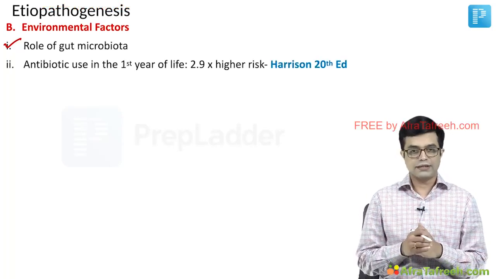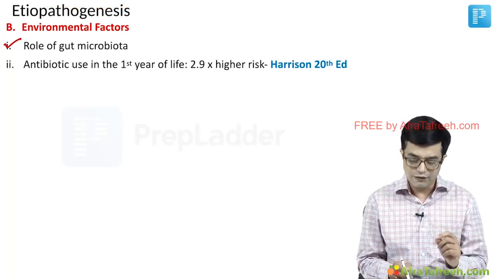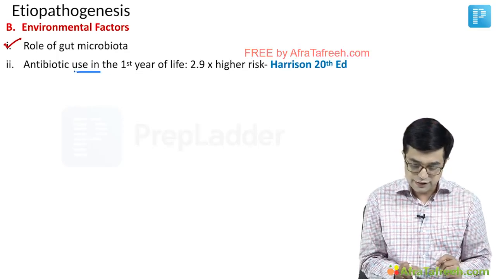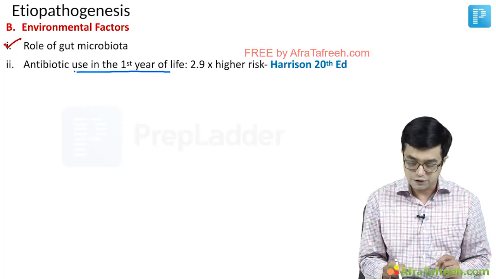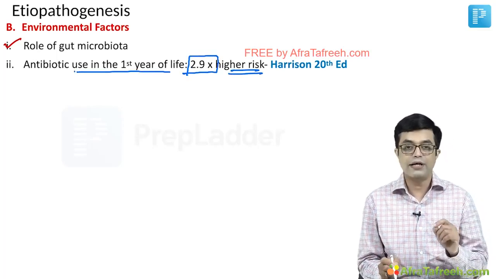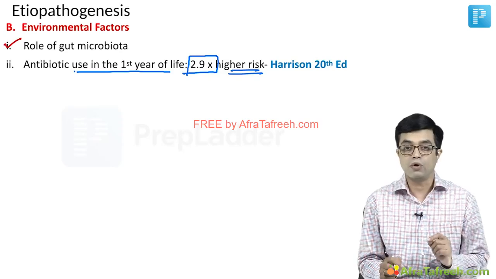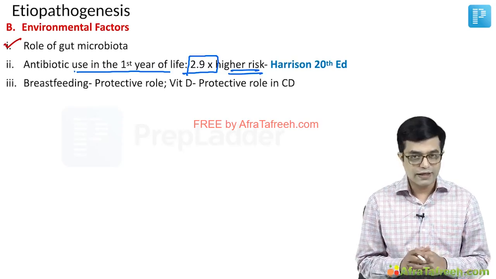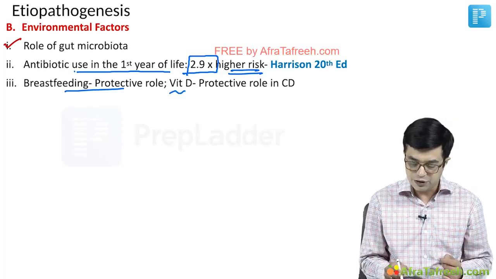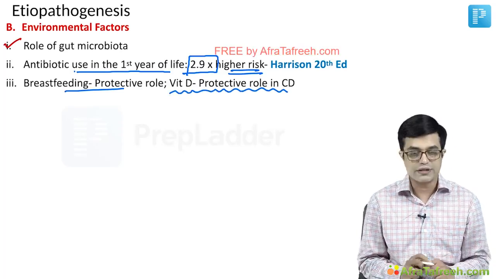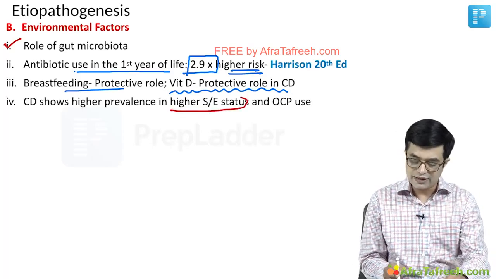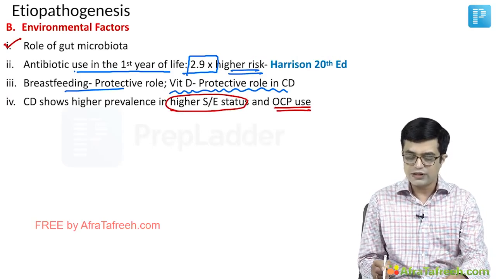Second environmental factor, as I said, antibiotic use in the first year of life. Harrison says if the child has received multiple antibiotics in the first year of life, there is a 2.9 times higher risk of developing inflammatory bowel disease. This is a very important point. Third thing, breastfeeding has a protective role. Recent studies, two studies, have shown that vitamin D may also have a protective role in Crohn's disease. Crohn's disease shows a higher prevalence in higher socioeconomic status as well as use of OCPs in women.